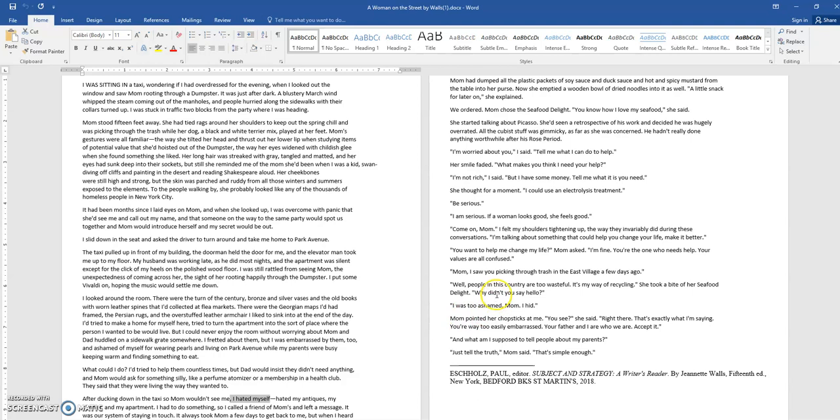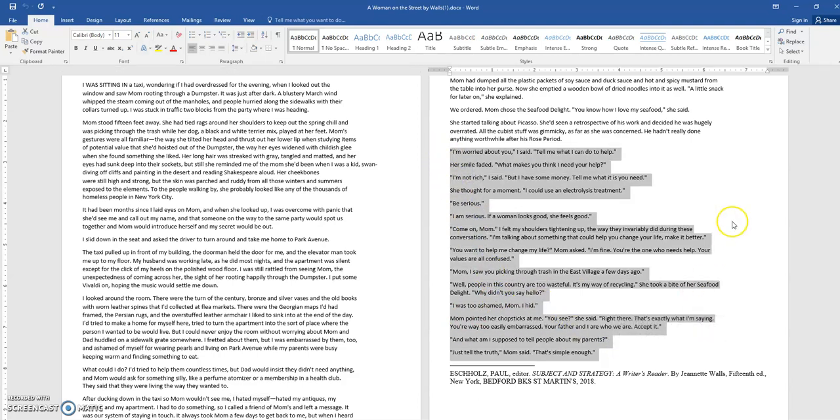Another strategy that she uses that you can use is dialogue. And so she is describing the conversation between her and her mom.